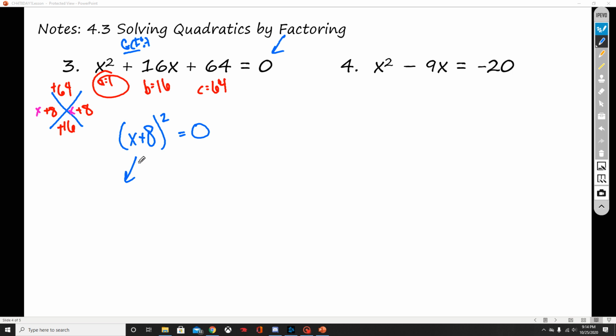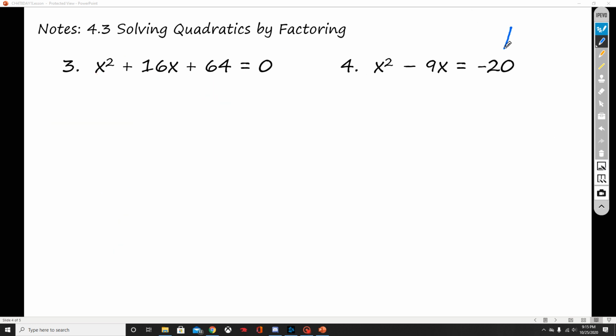Well, in this one, I only have one solution because both these factors are the same thing. So both these factors give me one equation, x plus 8 equals 0. Even if I had written this twice, I'd get the same thing. They'd both be x plus 8. So I'm only going to have one solution here. That solution is negative 8. So this problem, number 3, only has a single solution, as opposed to two solutions like we saw before.